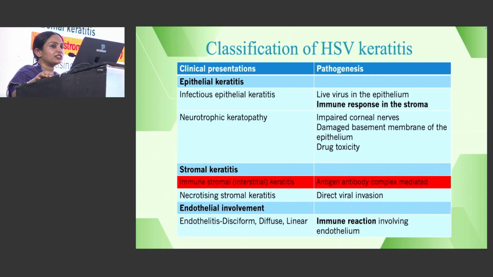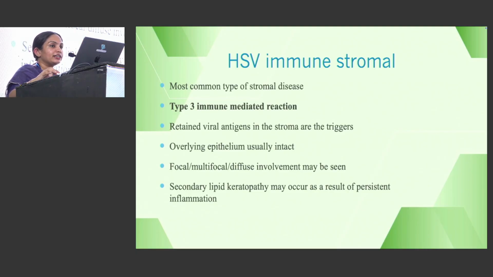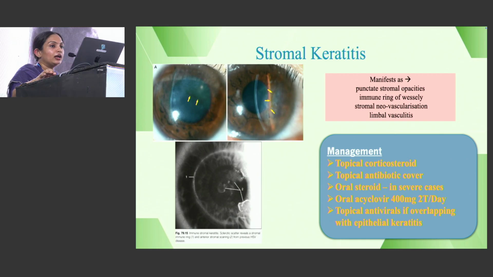Coming on to HSV, which is the most common cause of stromal keratitis that we come across in our practice. Out of all the types of keratitis caused by virus, immune stromal and endothelial ones are purely immunological. In the rest, there is active viral multiplication happening in the cornea. Immune stromal keratitis by HSV is a type 3 immune-mediated reaction. Retained viral antigens in the cornea trigger the inflammation. You can have an immune ring of Wessely also, lipid deposition, and vascularization of the stroma.